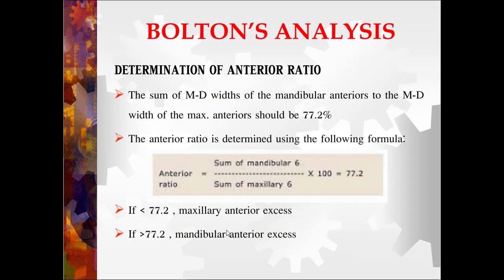Then coming to anterior ratio from canine to canine, the formula is sum of mandibular 6 upon sum of maxillary 6 into 100. The ideal percentage is 77.2. If the percentage is less than 77.2, it indicates maxillary tooth material excess. And if the percentage is more than 77.2, it indicates mandibular tooth material excess.